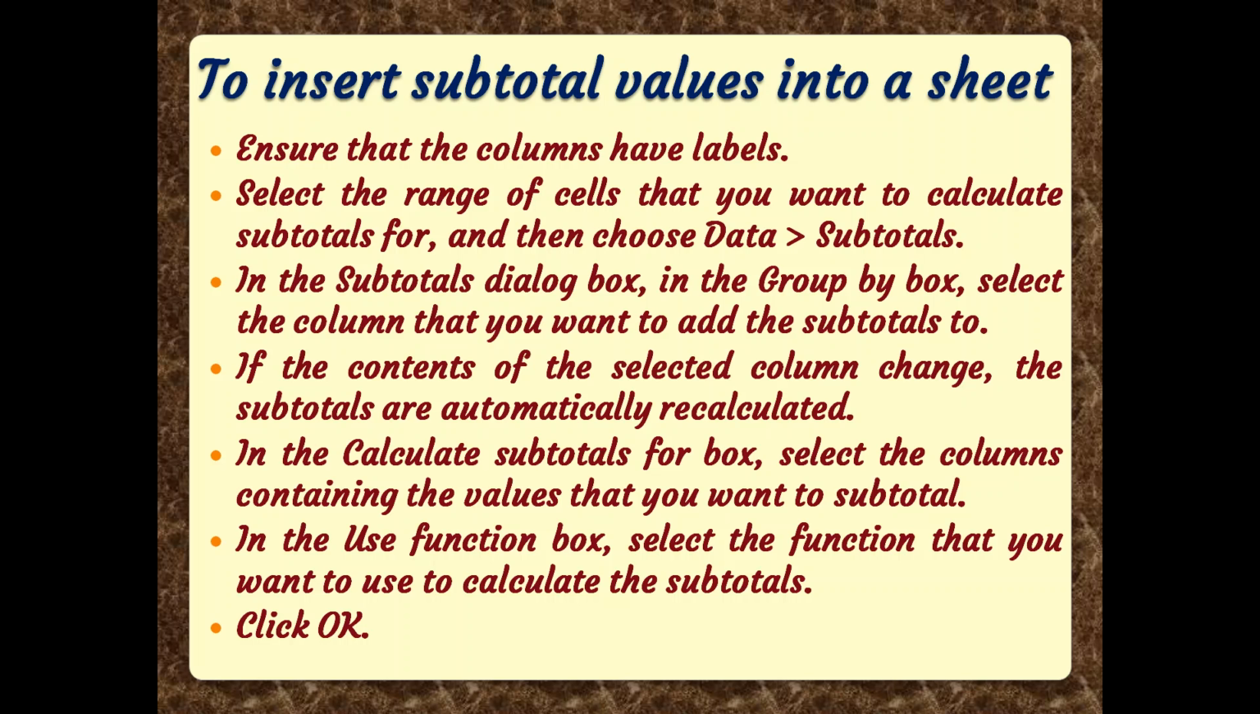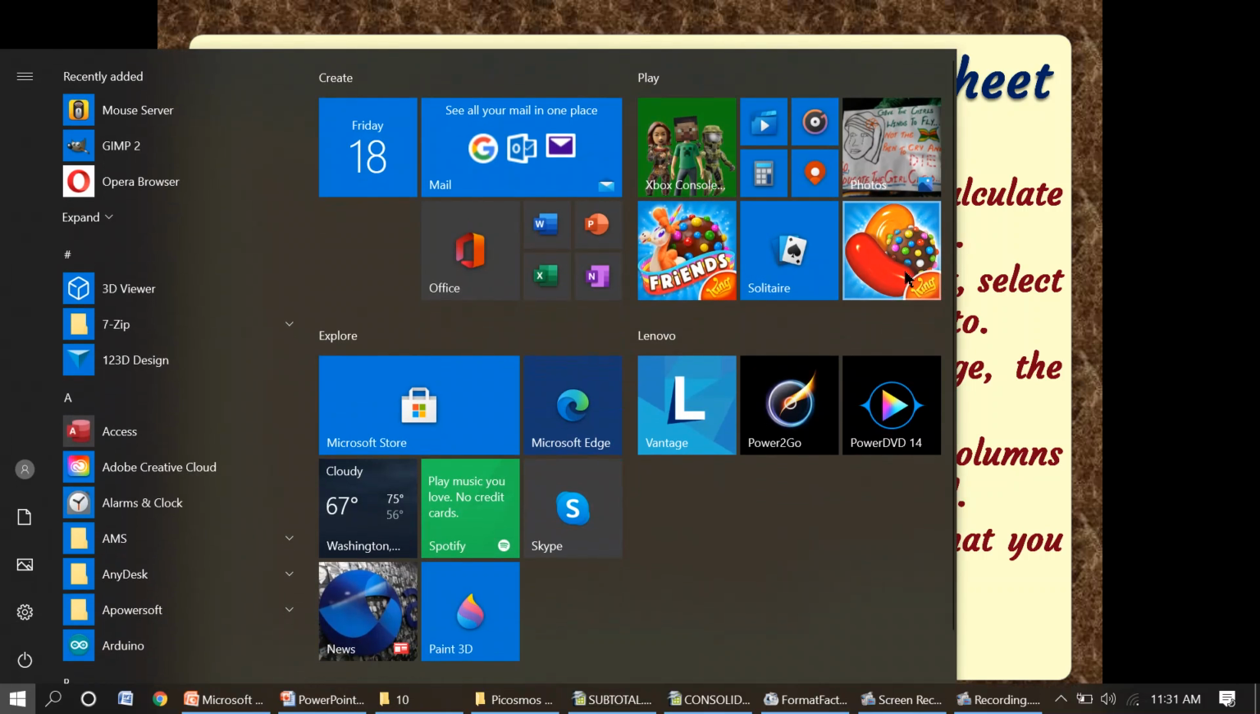In the subtotal dialog box, we will have two boxes. First is the group by box, meaning as per which column we want to group our data, right? And the second box is calculate, meaning for which column you want to calculate. You have to select both the options and finally click on OK. Now let me show you.